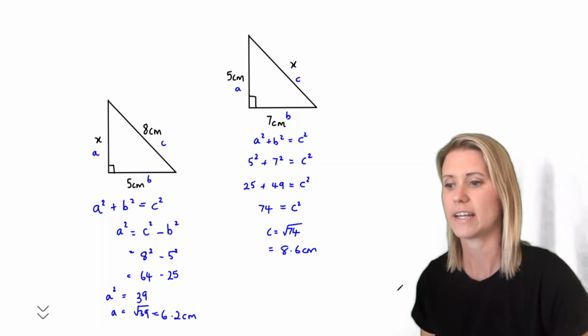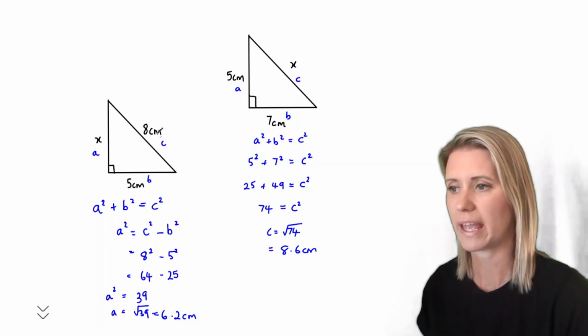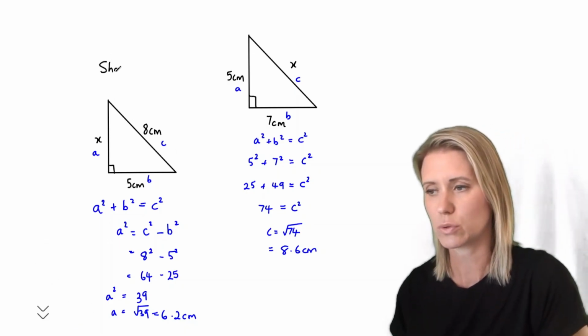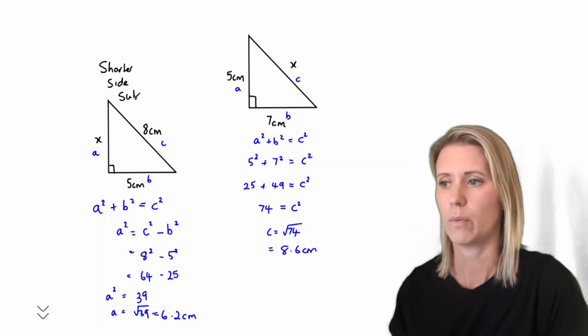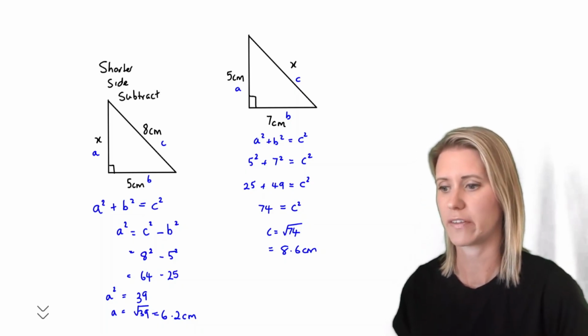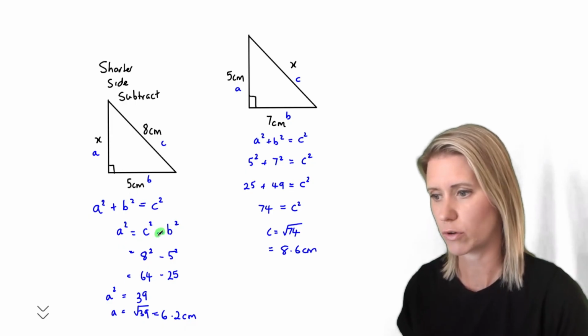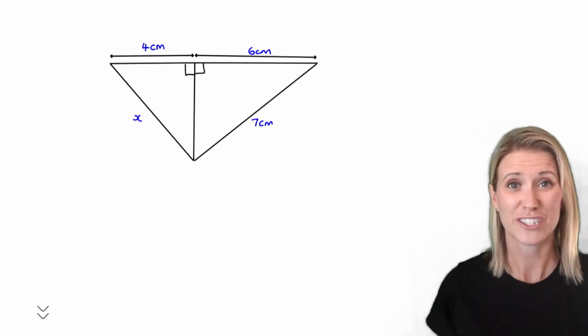So if we are finding the longer side, the hypotenuse, we add, but then, remember this, one of the shorter sides, we're going to subtract those values from each other. Don't forget that we are subtracting them, okay? And then we get on to something like this.